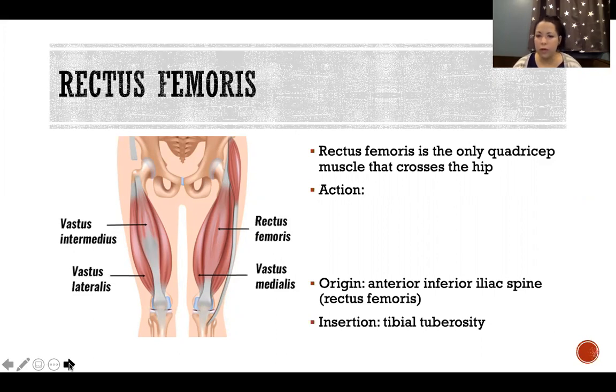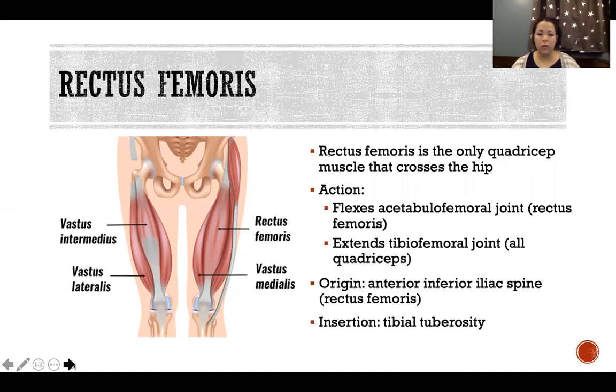Rectus femoris is the only quadricep that crosses the hip. So that's why I'm singling it out and talking about it here. It's the only one that crosses the hip. Then they all four come together and cross the knee. So rectus femoris is going to both flex the acetabulo-femoral joint. It's a primary hip flexor. And it also will extend the tibiofemoral joint along with the other three quadricep muscles.